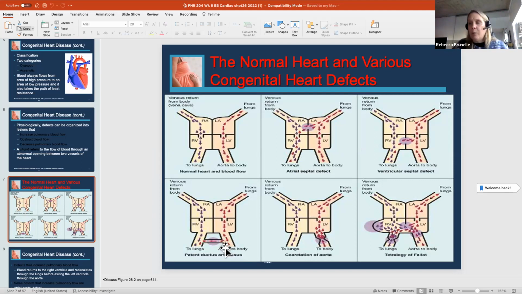And if you have increased pulmonary blood flow, is that cyanotic or acyanotic? Acyanotic. It's acyanotic. Very, very good. So you have too much blood going to your lungs, so you're not gonna have a problem getting oxygen into your blood because you have more blood going to your lungs than you need. So it's acyanotic.